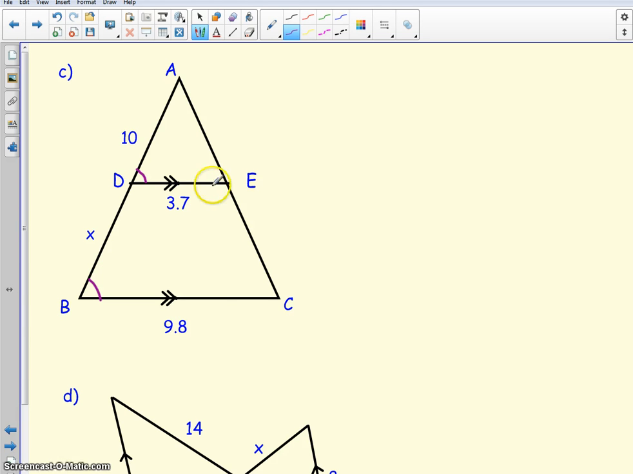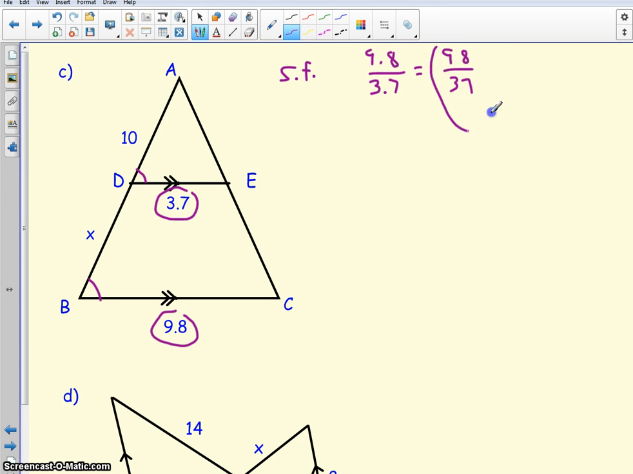So let's look for our scale factor. Right here I have 9.8 and 3.7. So that'll be my scale factor, 9.8 divided by 3.7. Now, I personally don't like decimals inside fractions, so I'm just going to make my life a little bit easier and rewrite this as 98 over 37, just multiplying both top and bottom of that fraction by 10, just so I don't have any decimals inside fractions. And this, again, is a ratio that exists between every pair of corresponding sides.